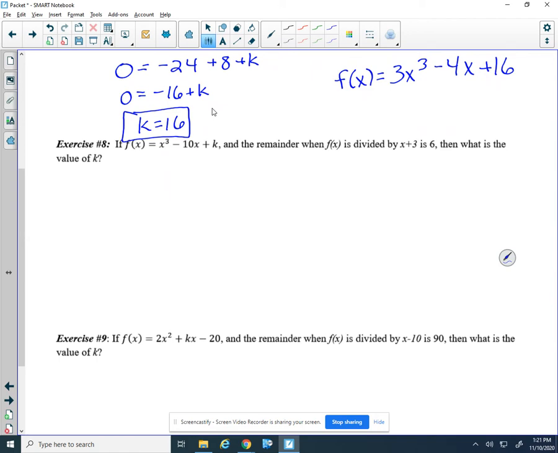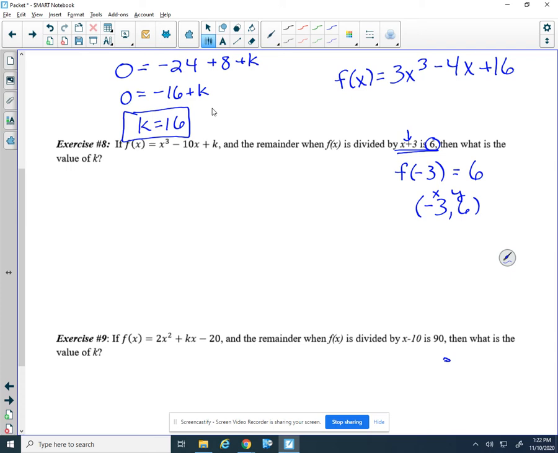It's slightly different. So now we have a new function, and the remainder when f of x is divided by x plus 3 is 6. So that tells me if I check my table at negative 3, I should get 6. Remainder theorem, check it at the opposite value. It should be the y value, or the y value should be that. So I have the point negative 3, 6, and that's what I'm going to plug in.